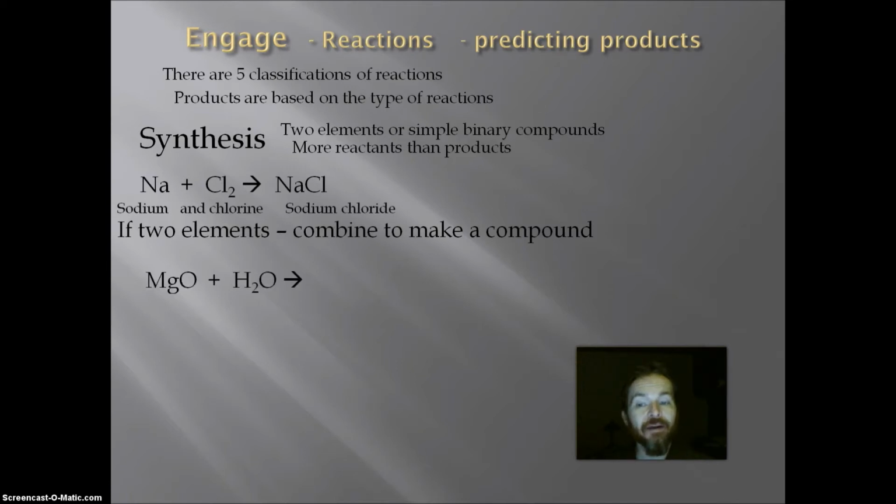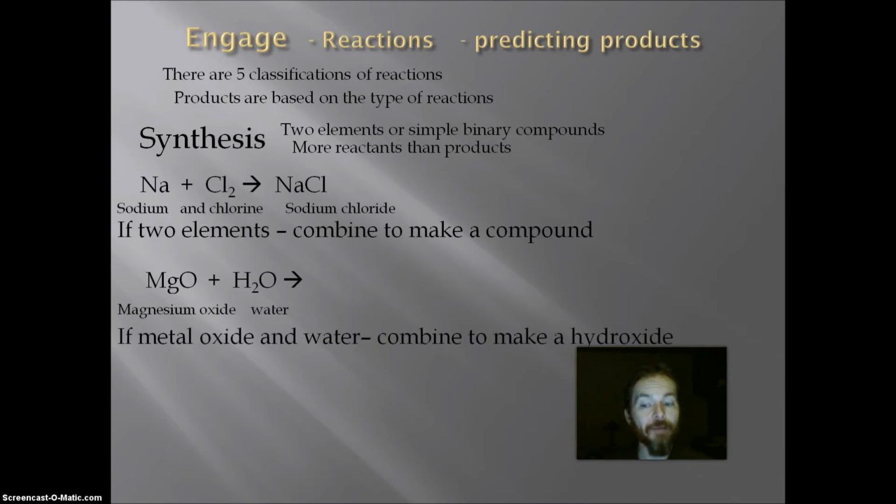You could have 2 binary compounds like magnesium oxide and water. If the binary compounds are a metal oxide and water, they are going to combine to make a hydroxide, which is an ionic compound. Magnesium is a metal, so the magnesium oxide and water will make magnesium hydroxide. Please make sure that you follow our correct formula writing rules for it, and that we have the correct formula for magnesium hydroxide, which is Mg(OH)2.